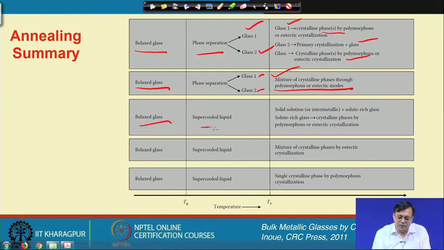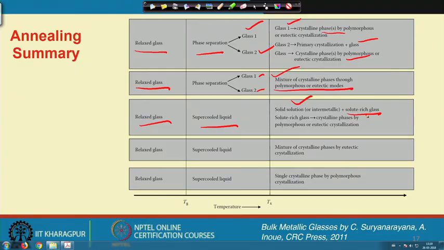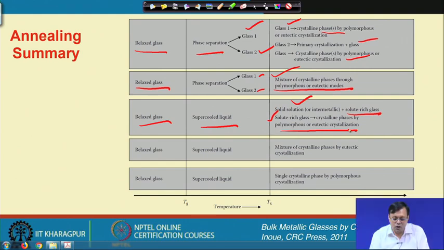However, there may be a supercooled liquid and we may produce a solid solution or intermetallic, as I have shown you in the case of an iron-boron metallic glass, and we may have created solute-rich phases. So, this solute-rich glass may undergo some sort of polymorphous or eutectic crystallization, or maybe we can go for a mixture of crystalline phases plus eutectic. So, there are so many different possibilities, like a single crystalline phase by polymorphous crystallization.